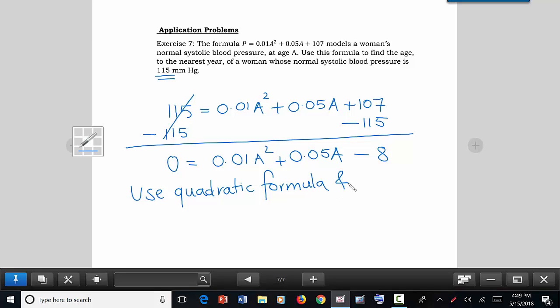And calculator. And don't forget, we consider only positive value of a as a correct answer, because here we are looking for a's. If we get the negative value, it does not make sense.